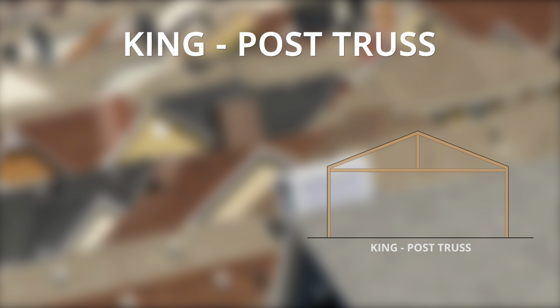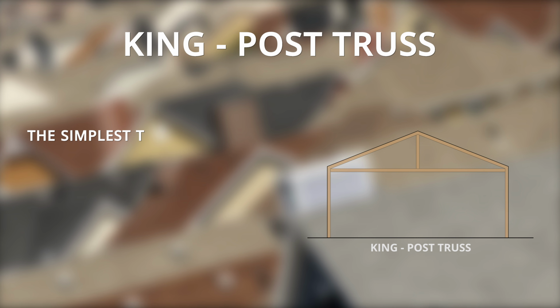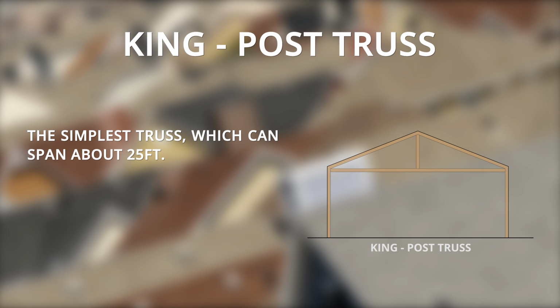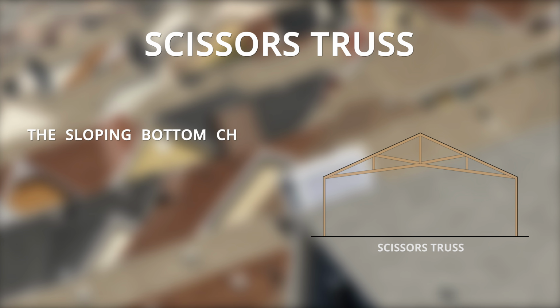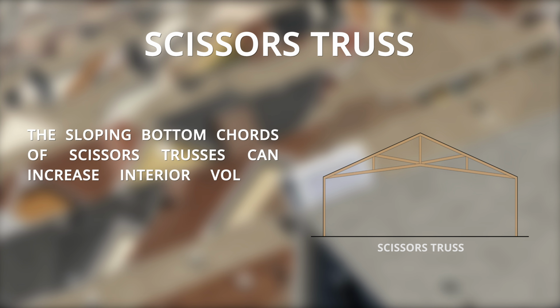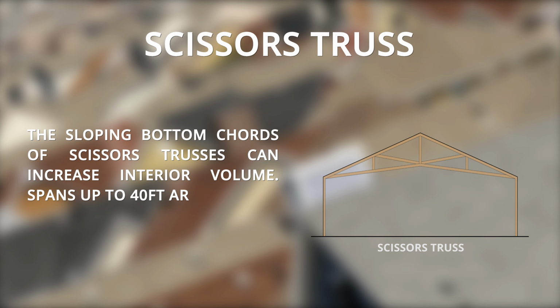King post truss. The simplest truss, which can span about 25 feet. Please reference this detailed illustration. Scissor truss. The sloping bottom cords of scissor trusses can increase interior volume. Spans up to 40 feet are possible. Please reference this detailed illustration.